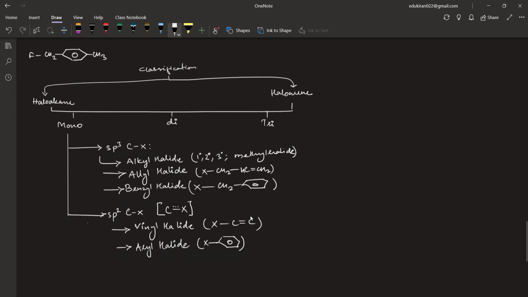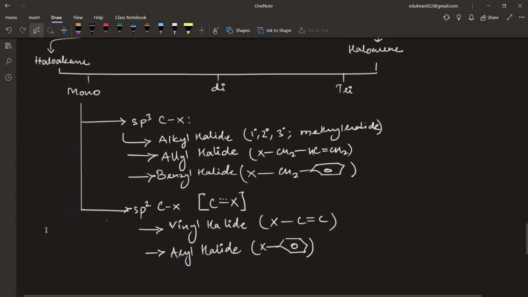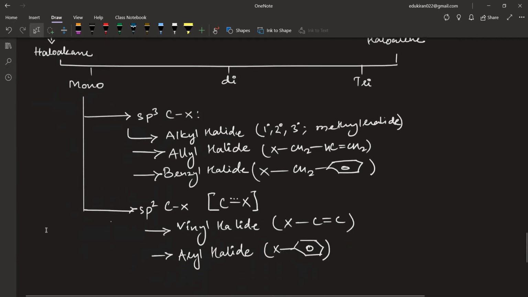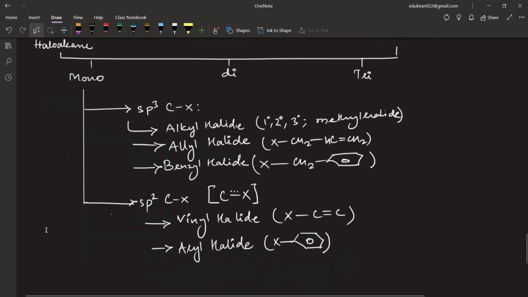सारा classification यहाँ पे हो गया, ठीक है? So if you remember this, then all of it is done. Mono, di, tri. Mono में आपके पास दो cases हैं, sp3CX या sp2CX. sp3CX में we have alkyl halide, which is further classified into 1, 2, 3 degree. Primary, secondary, and tertiary, and methyl halide. Allyl halide, halogen connected to sp3, which is further connected to sp2. Benzyl halide, halogen connected to sp3, which is further connected to benzene ring. In sp2 we have CX bond. Those CX bonds have partial double bond character. Vinyl halide, which is X directly connected to a C double bond C, and aryl halide is X directly connected to benzene ring. Is this clear or no?